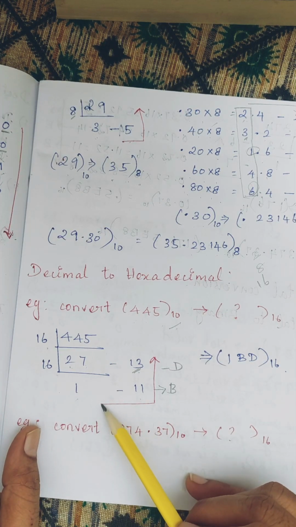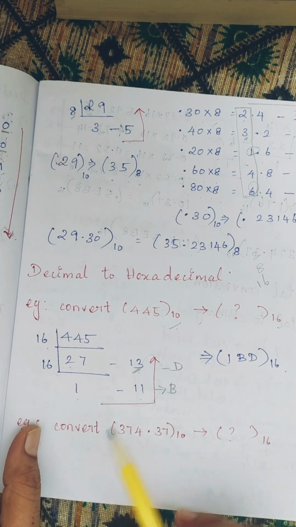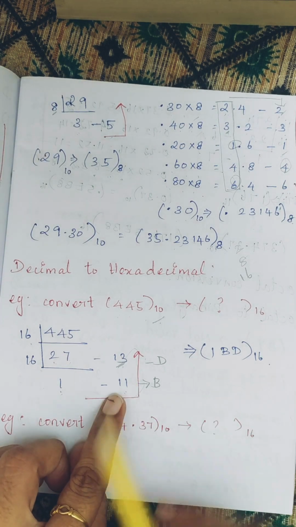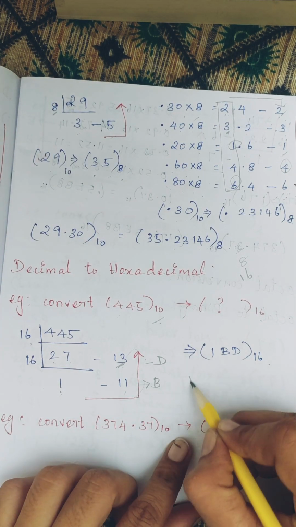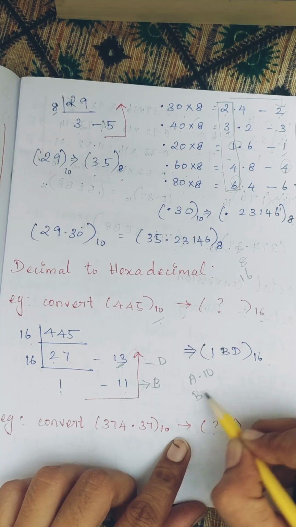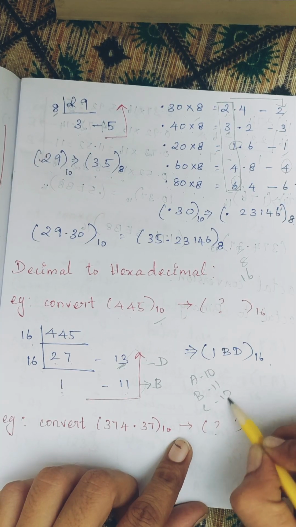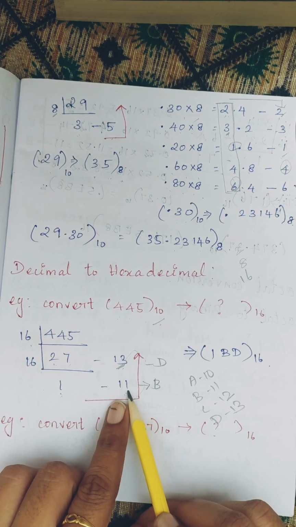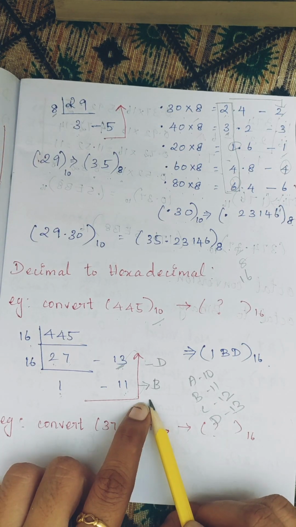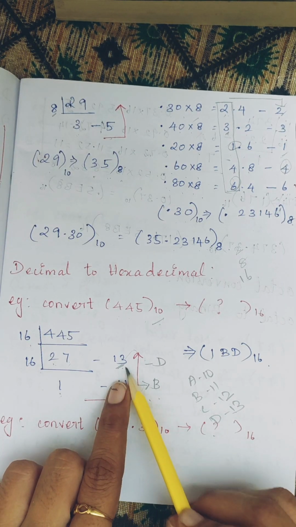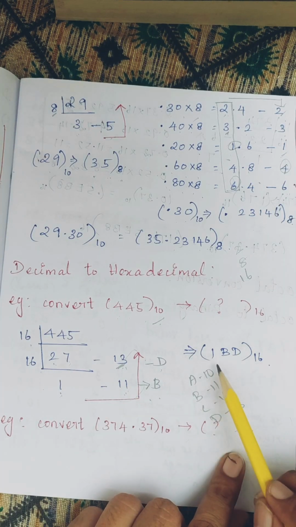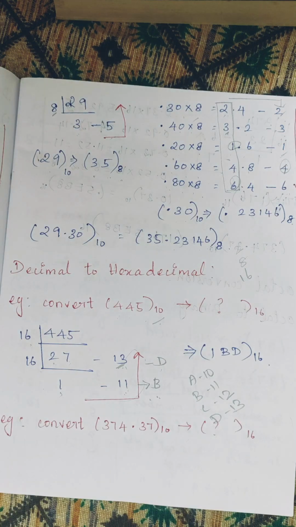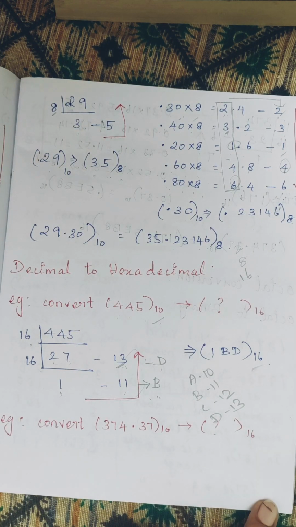So again we have to take from bottom to the top. Here, see here, 1, 11, 13. Okay, in the hexadecimal, A is for 10, B for 11, C for 12, D for 13. Okay, so in the place of 11 we have to put B. In place of 13 we have to put D. So what is my hexadecimal value? 1, B and D. Okay, so this is the hexadecimal value.